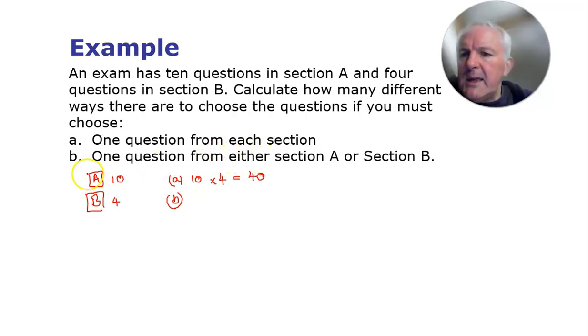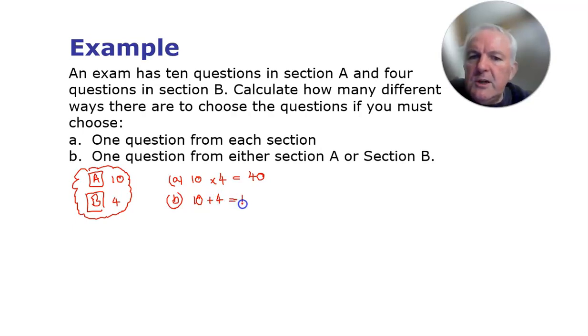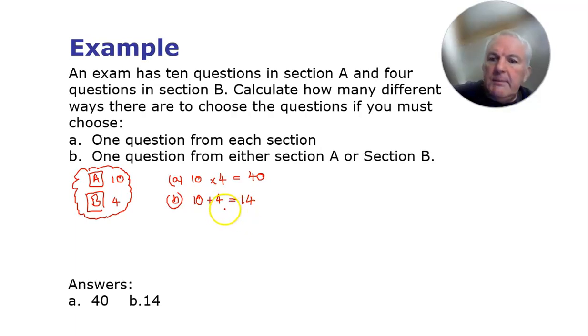Oh, right. Now, from either section. So basically, I don't care where it comes from, but I just want one question from all of that. It's not from each, it's just from either. So now, effectively, I treat that as 14, I suppose. It's really 10 plus the 4. I've got 14 choices. I'm only choosing one from both of them.